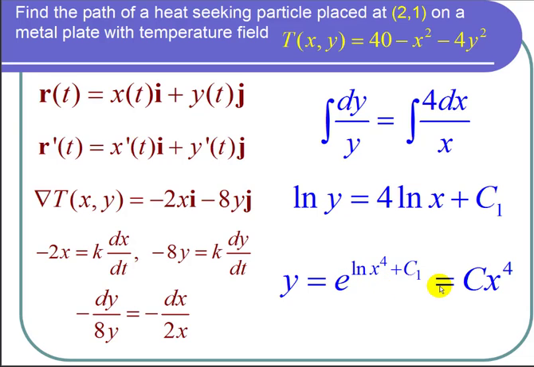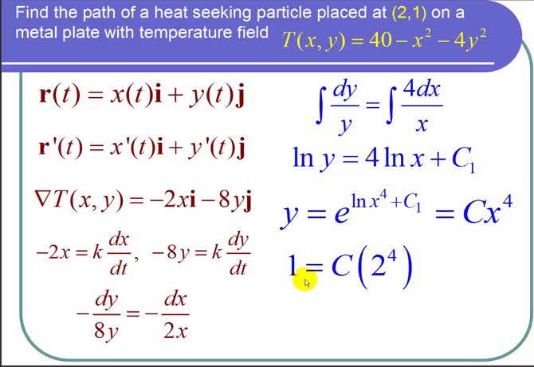I'm almost done. Now I just need to use the fact that this particle is placed at the point (2, 1). So that means if I plug in 2 for x and 1 for y, this equality should hold. So 1 equals c times 2 to the 4th. 2 to the 4th is 16. So c is 1 over 16.